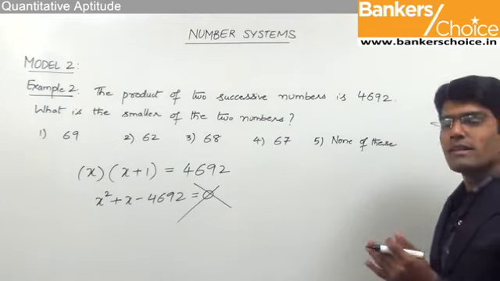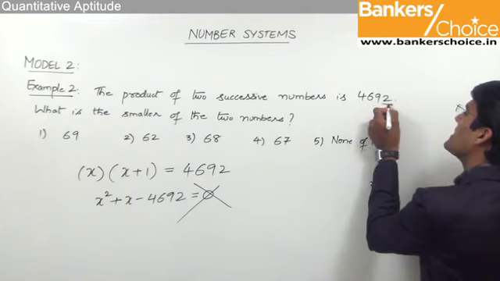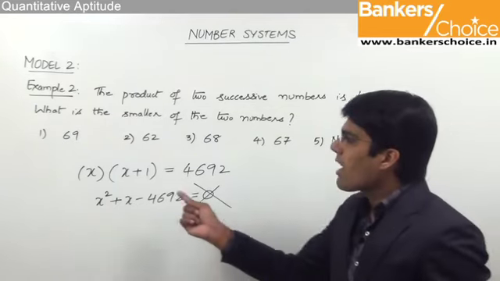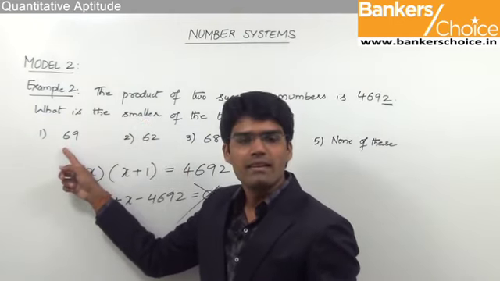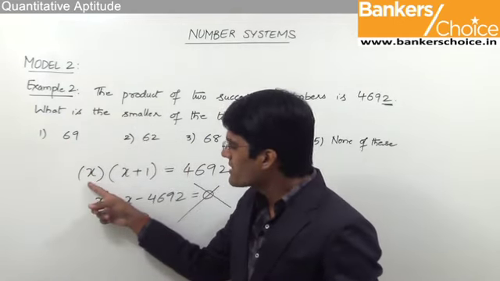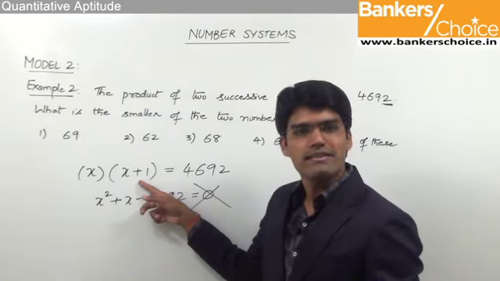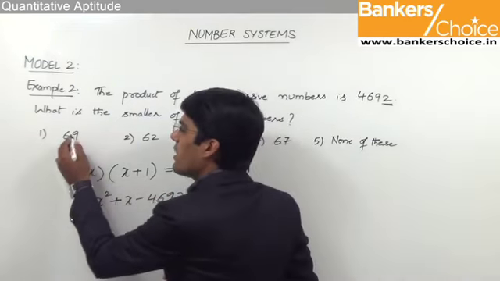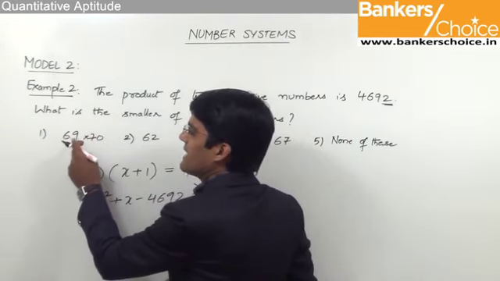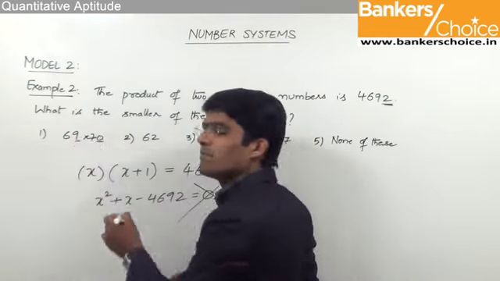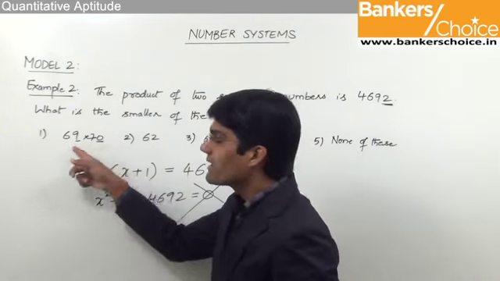That means the product or the multiplication of the 2 numbers ends with 2. Now if we take option number 1 to be correct, that means the smaller number is 69. Very clearly, if the smaller number is 69, the larger number will be 69 plus 1, 70. So if this is smaller, the larger number would be 70. And 69 into 70, that means one number ends in 9, the other number ends in 0. We know that their product will end with 0.